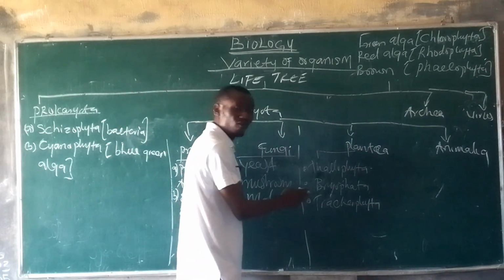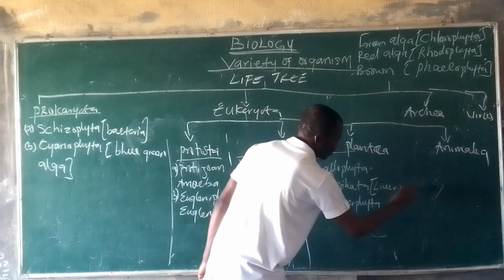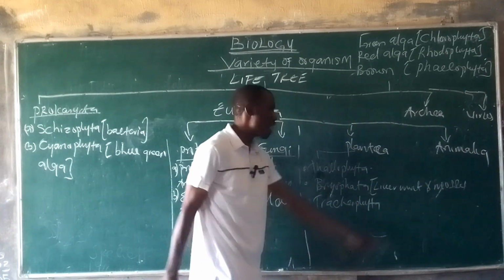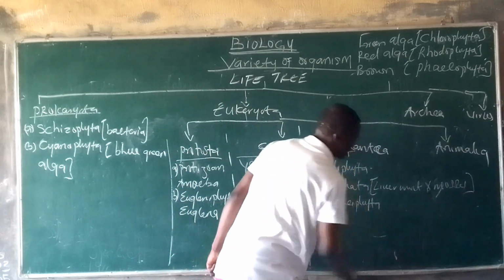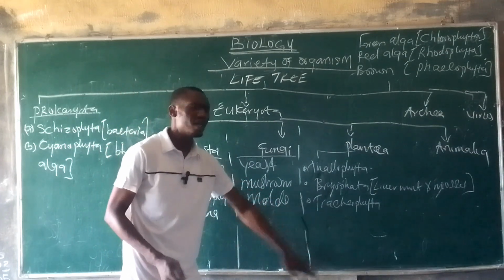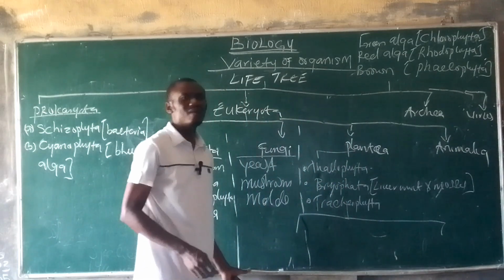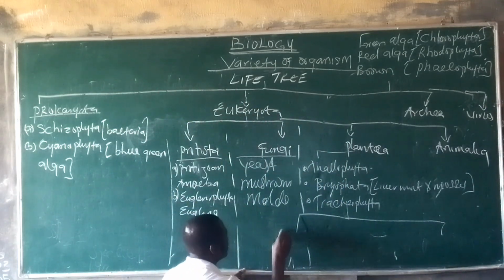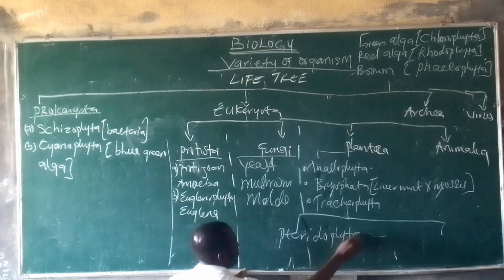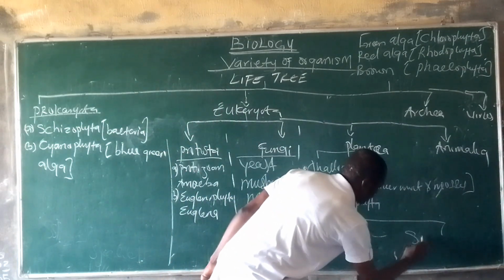The bryophytes are two of them, liverworts and mosses. Not Moses in the Bible, I mean mosses over here. Alright? Mosses. Now, the tracheophyta, there is more to be done here. This tracheophyta is divided into, that is a funny name, pteridophyta. Alright? Pteridophyta. Some persons call it pteridophyta, and then spermatophyta.